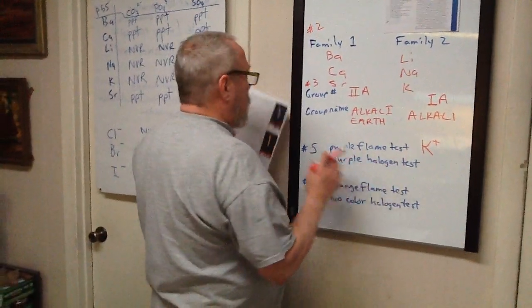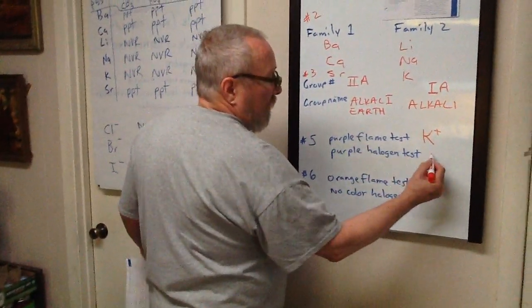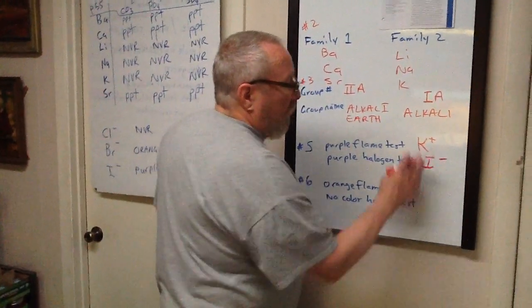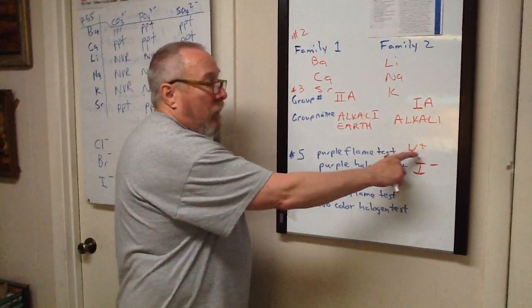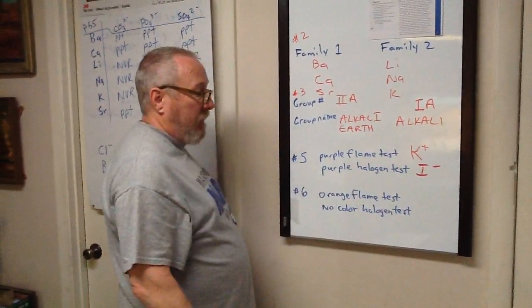And you had a purple halogen test. Well, if you go back over here, that was I-. They only ask you to name the ions present, but obviously this substance was potassium iodide.